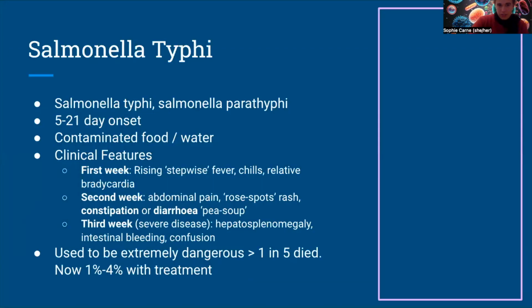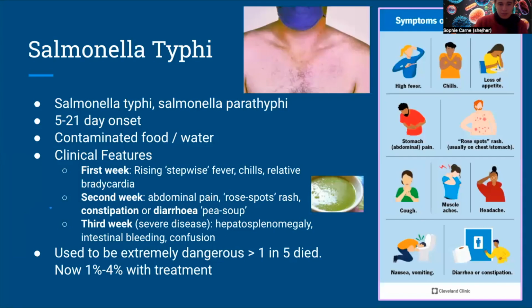So Salmonella is interesting in that in the second week of infection, it can cause constipation or diarrhea. And they call it pea soup diarrhea, and it looks a bit like this, which is off-putting. It's got a 5 to 21 day onset, and it's transmitted in contaminated food and water. So the first week you just get sort of generic symptoms: fever, chills, bradycardia. The second week is when you get some more specific signs, so this rose spot rash, this diarrhea, or constipation. And then the third week is when it gets really bad, and you can get hepatosplenomegaly, intestinal bleeding, and confusion.